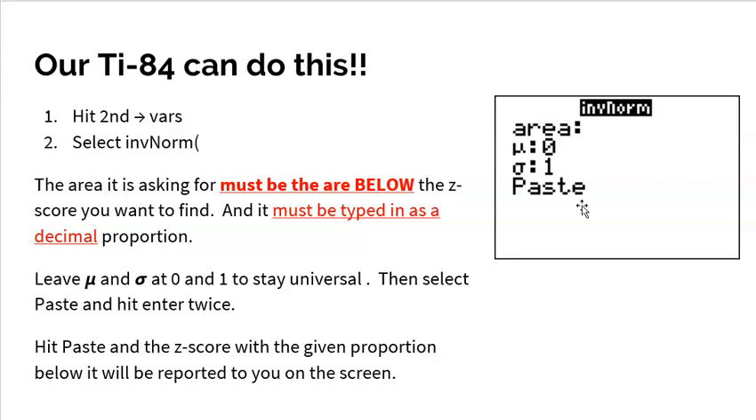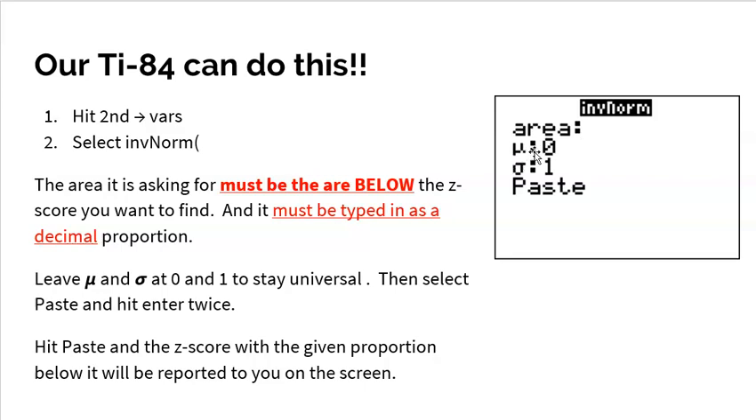Now, here's what the invert norm screen looks like as long as you have your stat wizards on. And the first thing it asks for is the area. In fact, the first and only thing it asks for is the area. Now, the only thing you got to be careful of is two things. One, you got to type it in as a decimal, right? You're not going to type in 15%. You're going to type in 0.15. And the second thing that is by far the most important is that the area that you type in has to be the proportion below. Has to be. It's just how it works.